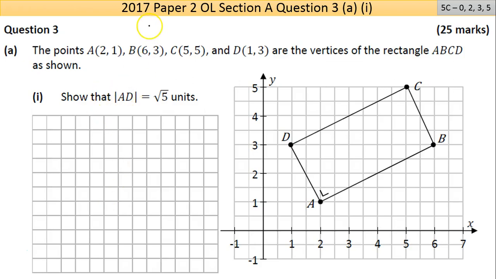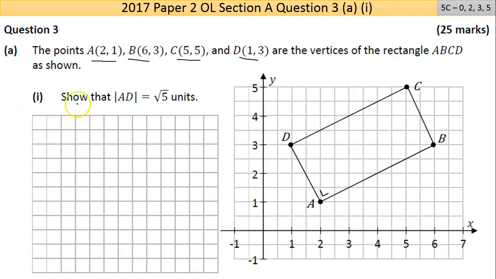Okay, so welcome to question 3, 2017, paper 2, the Leaving Cert Ordinary Level Maths. And we're starting here with a coordinate geometry question. We have a rectangle labelled ABCD. We're given the points A, B, C, and D, and they make up the corners, the vertices of the rectangle.